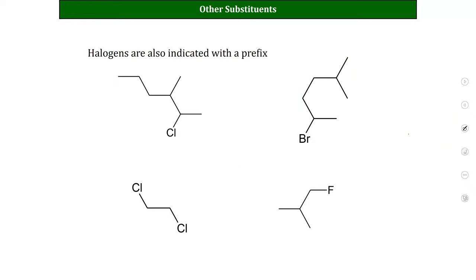How about this one right here? What's our longest continuous carbon chain? 4. Remember, there's no carbon there. That's just the fluorine. So, 3. So it's going to be methyl propane, right?